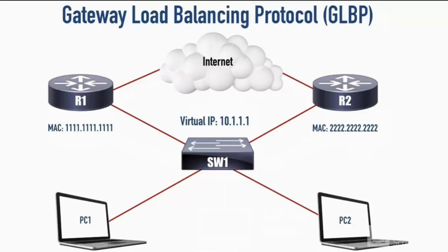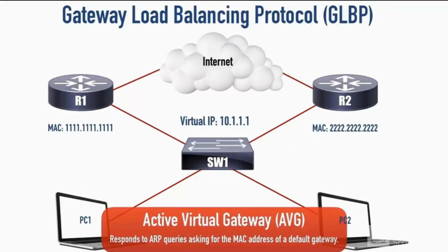Maybe PC1 pointed to the all 1's MAC address. That's R1. PC2 pointed to the all 2's MAC address. That's R2. That would give us, in addition to redundancy, load balancing. And there is a router with GLBP that hands out these MAC addresses. It's called the Active Virtual Gateway, or the AVG for short. When it receives an ARP broadcast saying, hey, can you tell me the MAC address corresponding to this virtual IP address? One time, it might hand out R1's MAC address. The next time, it could hand out R2's MAC address.